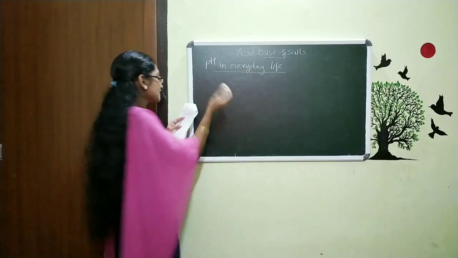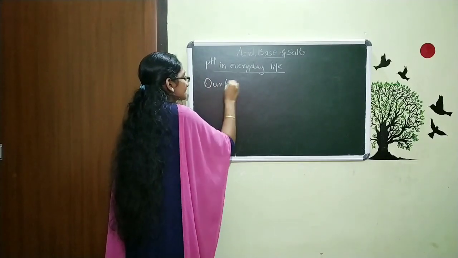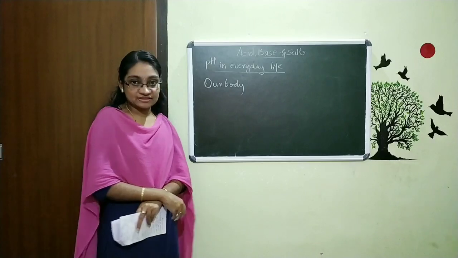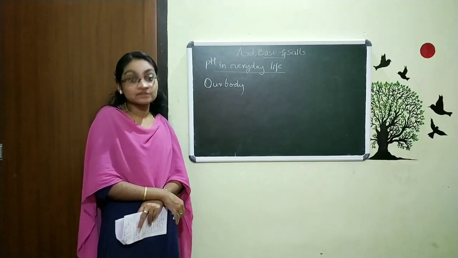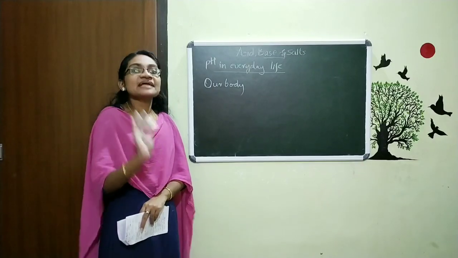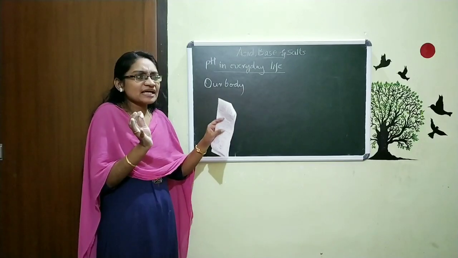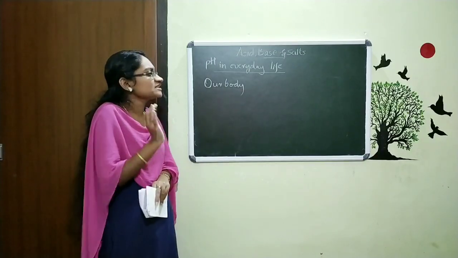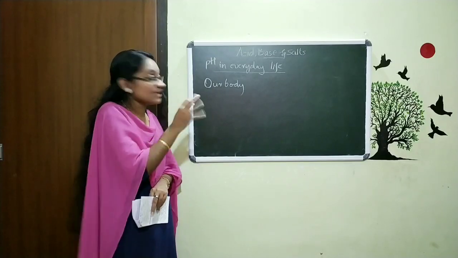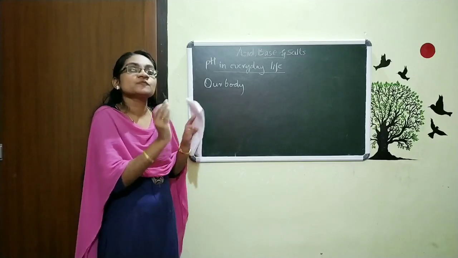The first thing is our body. Our body is having a particular pH. That means in our body we have water, blood. So in our body it is having a particular pH. And one thing is that if there is a high variation in the pH value, then our body won't survive this variation. That means our body is working within a limit of pH value.